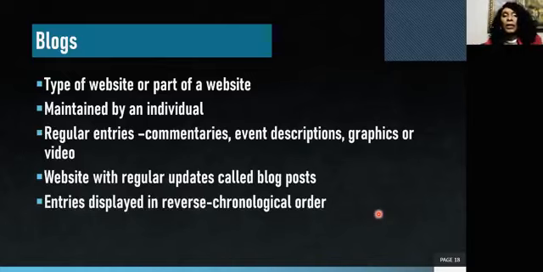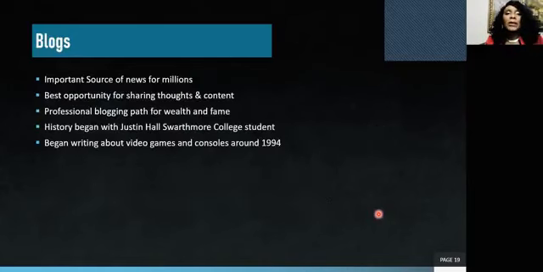A blog is usually maintained by an individual. Some of the entries you may find could be commentaries, event descriptions, graphics, or videos. As I said, it has regular updates, and the entries are in reverse chronological order. You see that, as you add blog posts, the most recent ones are at the top and the old ones at the bottom. A blog is an important source of news. It's a good opportunity for sharing your thoughts and content. Some people actually do blogging as a profession and make a lot of money from it.